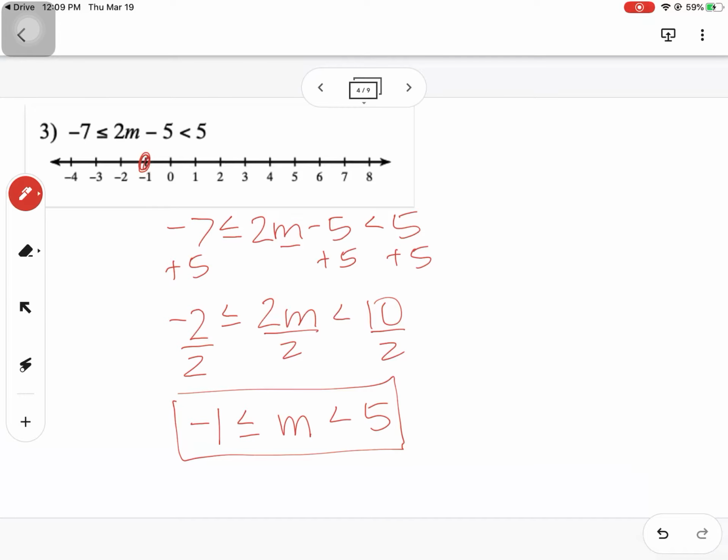When I go to graph it, I need a closed circle on the negative 1. I need an open circle on the 5. And this is saying to me everything between negative 1 and 5. So I'm going to shade in this interior region.